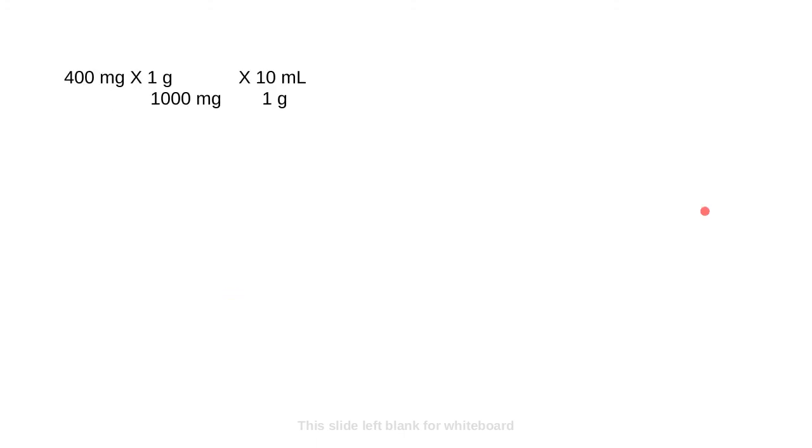Any questions on how I wrote this out? So you can go across and do the math yourself. If we go across, we are going to say 400 divided by 1,000 times 10, and I'm going to end up with 4 ml. So in 4 ml is going to be 400 milligrams of whatever medication they ordered.